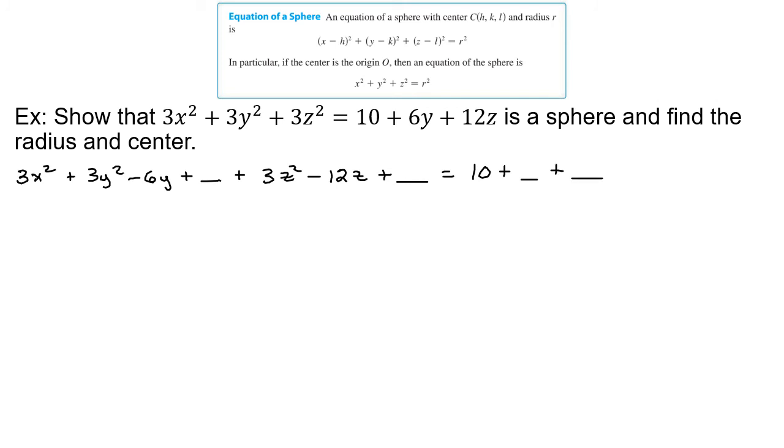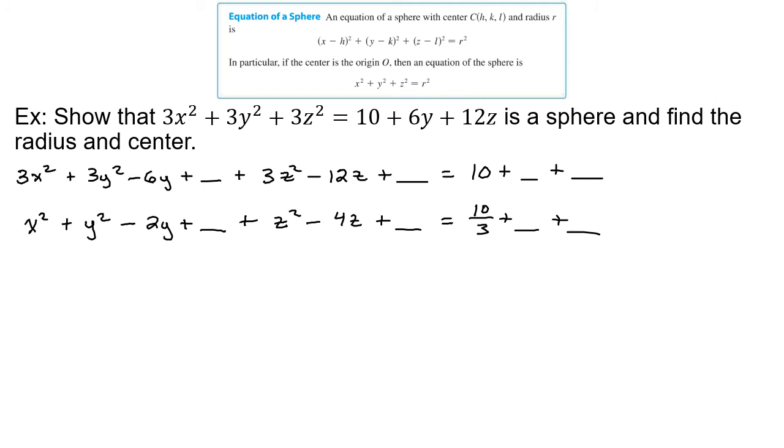Because there are 3's in front of the squared terms, I got to cut everything down by 3. So this will turn into an x squared, a y squared, a 2y, and a blank, a z squared. Cutting it down by 3 will give me a 4z. And cutting 10 down by 3 gives me 10/3, which doesn't look very nice, but oh well. And so we'll do that same process again.